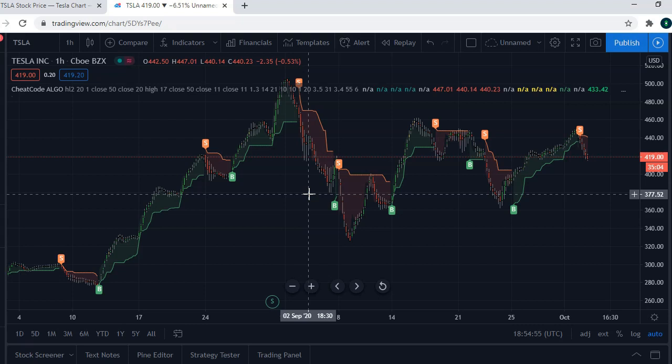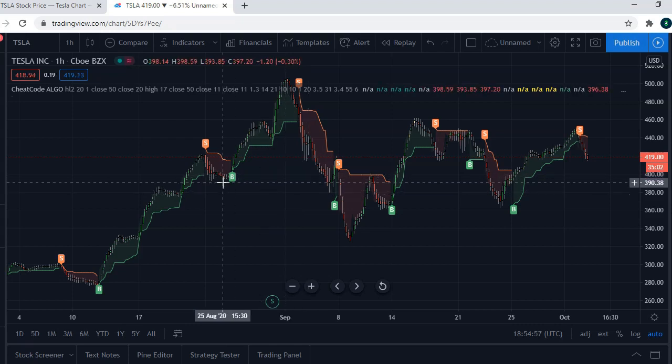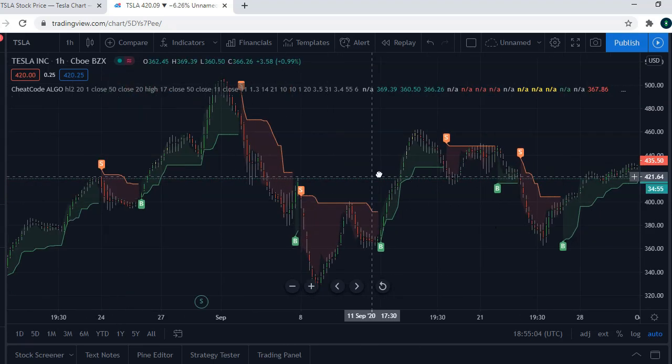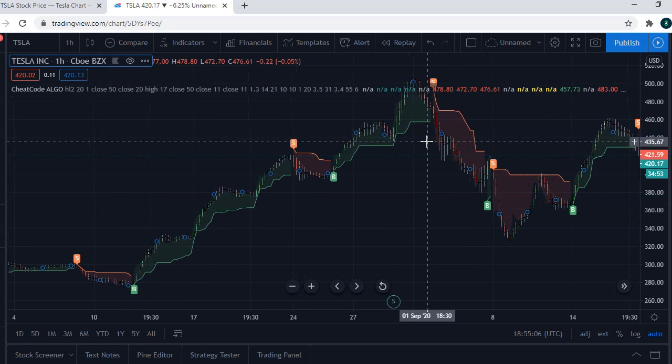First thing you have here is your cheat code indicator. It's set up. Hopefully you watched the last video, so you already know how to set up and get to this point. So we're just going to go right into using it, all right? So how to take your trades.